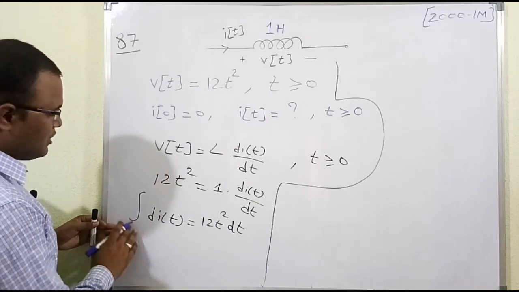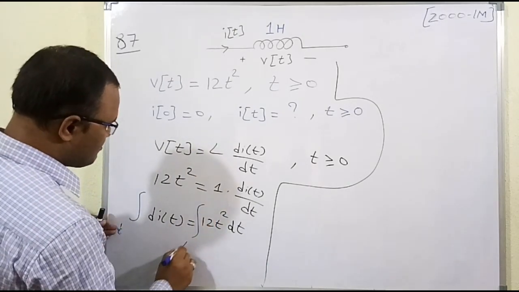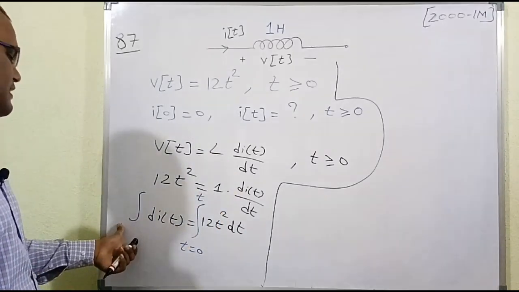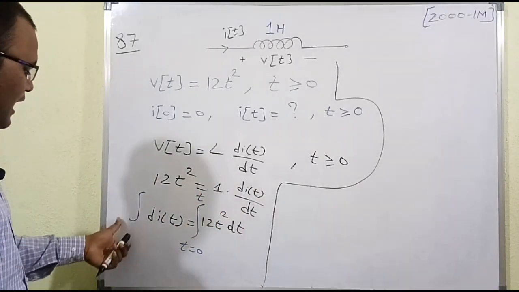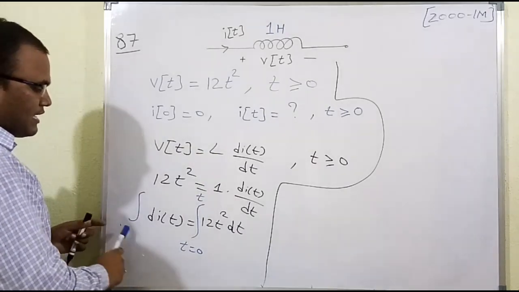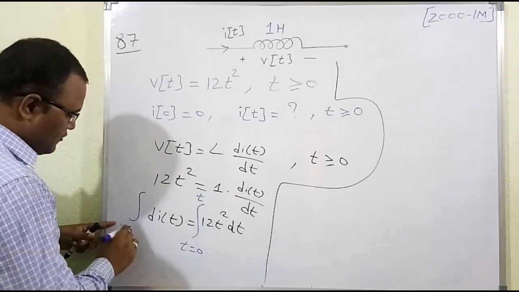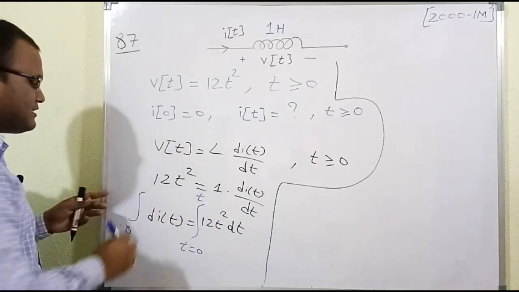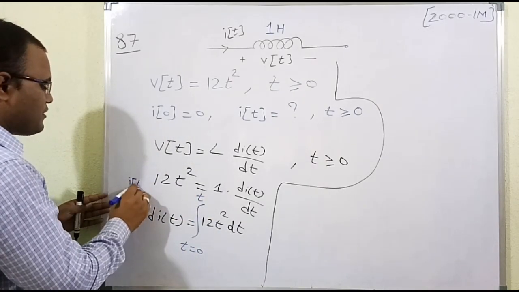So I am here doing integration from t is equal to 0 to some particular time instant, let it be t. At t is equal to 0, the current in the inductor is 0 ampere. And at t is equal to t, the current in the inductor, let me assume, is I of t. It's a function of time.